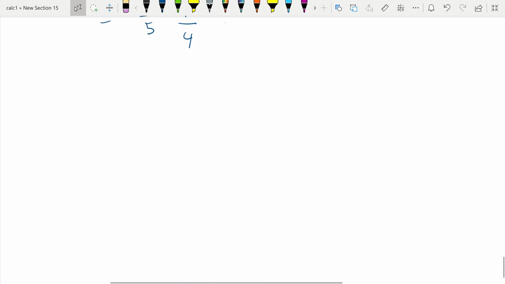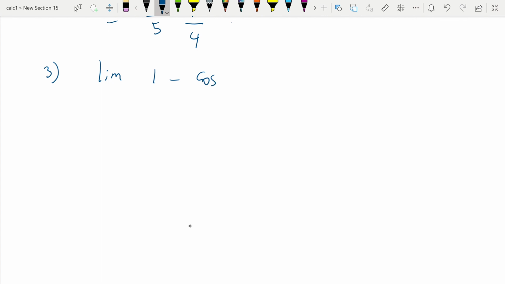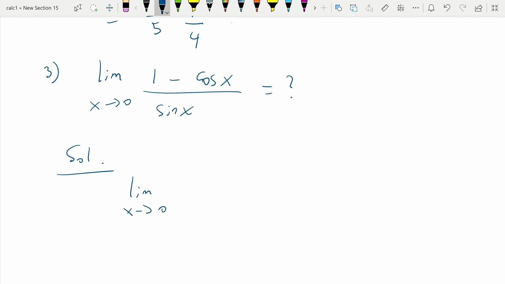Okay, now example 3. We could be asked to compute the limit of 1 minus cosine of x divided by sine x. You can actually compute this limit using 2 techniques, but we might as well use the known limits that we just computed. So try to do that. Now that we're at it, let's try to do it using the known limit.